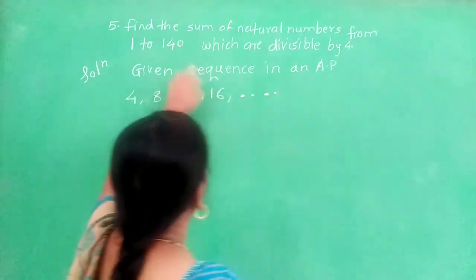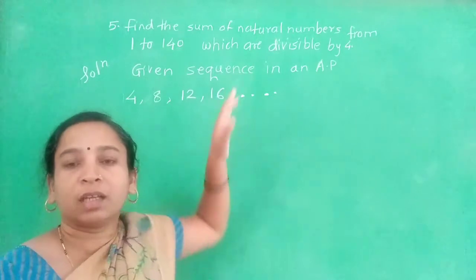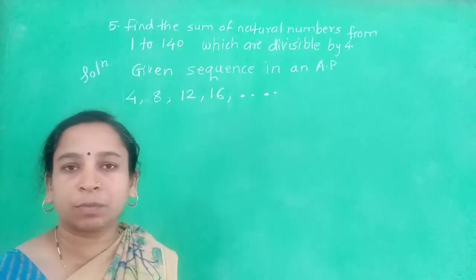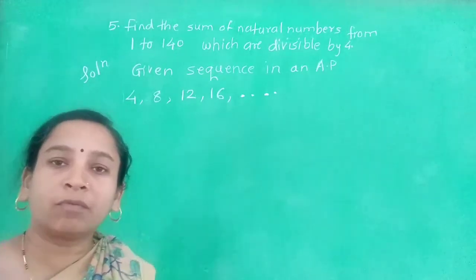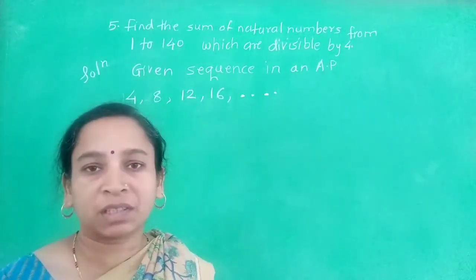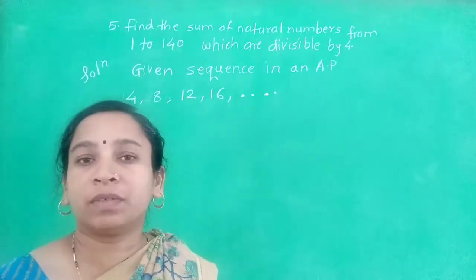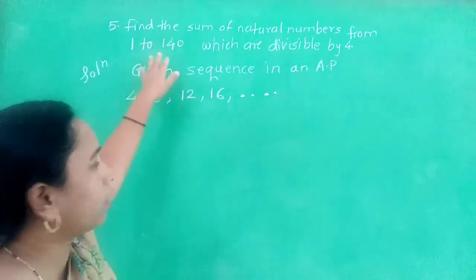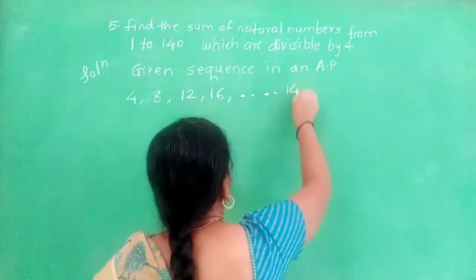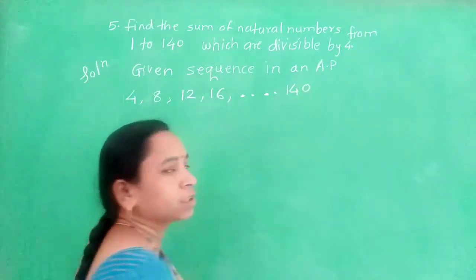Now what is the last number? 140. Check it, is it divisible by 4? Of course 140 is divisible by 4. Suppose 140 wasn't divisible by 4, then you have to check the previous numbers which are divisible by 4. But here we don't have a problem because 140 is divisible by 4, that means I have got 140 as the last number.